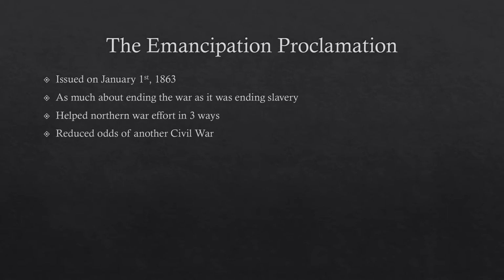The Emancipation Proclamation helped the Northern war effort in three primary ways. Number one, it simply just hurt the Southern war effort. Number two, it allowed for the recruitment of slaves into the Northern Army. Number three, it ensured Britain and France would not aid the Confederacy. As well as doing all of these things to help the Northern war efforts, it also reduced the odds of another civil war occurring in the future.